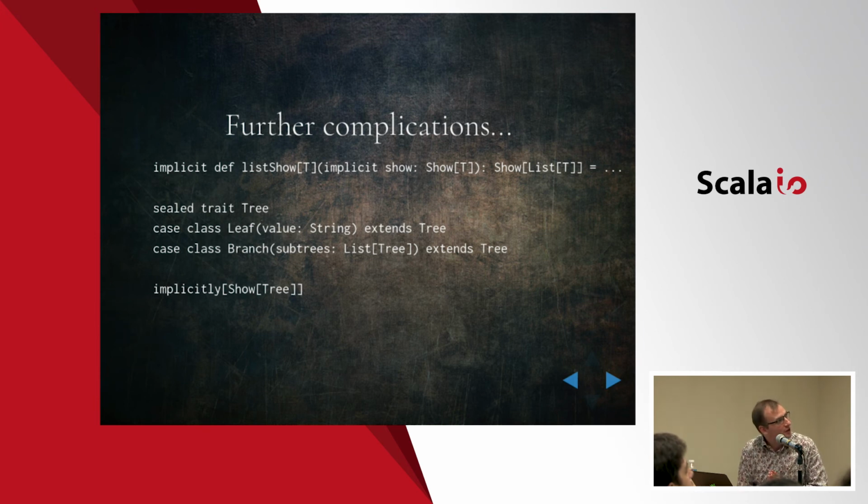It gets even more complicated because when we're doing implicit search, we might have this situation where we have an implicit which demands another implicit. So if we changed our tree structure to have not just a left and right subtree in a branch, but we had a whole list of possible branches. If we're deriving a show, maybe we've got a list show in scope which will work on a list of T if and only if there is an implicit of show for a single T. Now, if you think about how our implicit search algorithm works, it may well find this, but it will, again, in order to get the show of T, which happens to be tree here, it will end up invoking Magnolia again, but not directly. It'll be an indirect invocation of Magnolia from within an existing one.